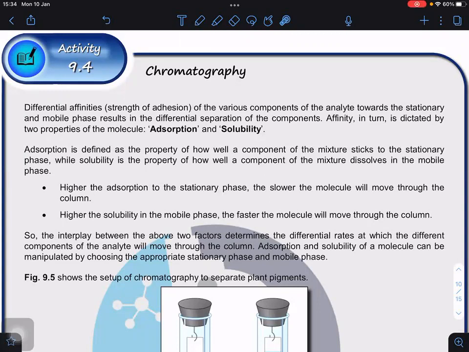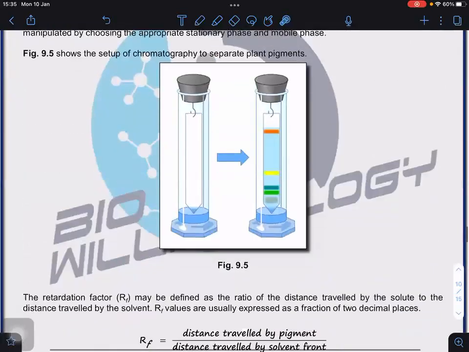So based on the interplay between these two factors, we will be able to segregate out the pigments, because different pigments have different solubility and also different absorption. Are you clear? So how do we perform this? Look at this diagram.